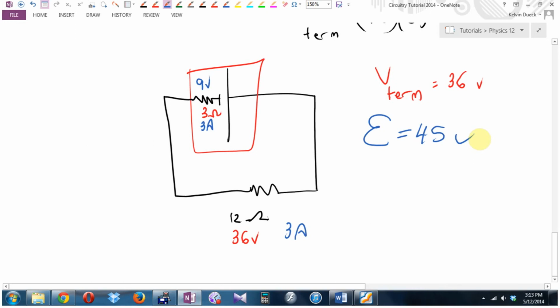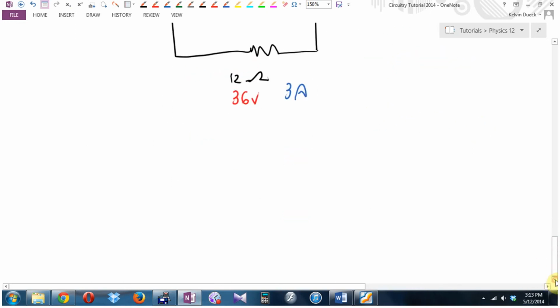So there's my little rant on EMF and terminal voltage. You guys have noticed I don't fall back on the equation that I gave you that much. I'd rather just wrap my brain around it, because I know how to analyze a circuit using Kirchhoff's laws. So, are there any questions you would like me to go over?